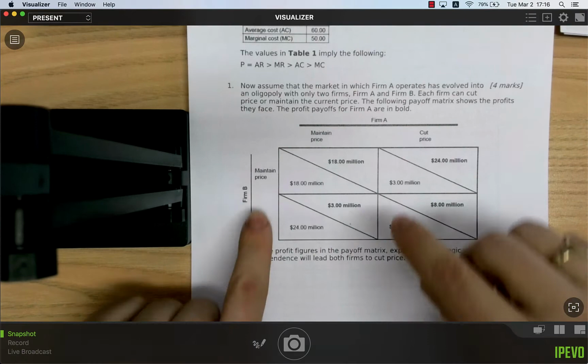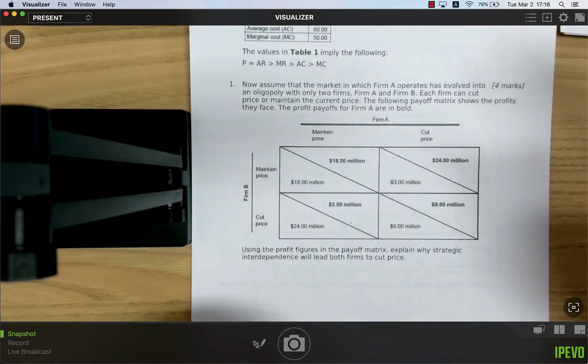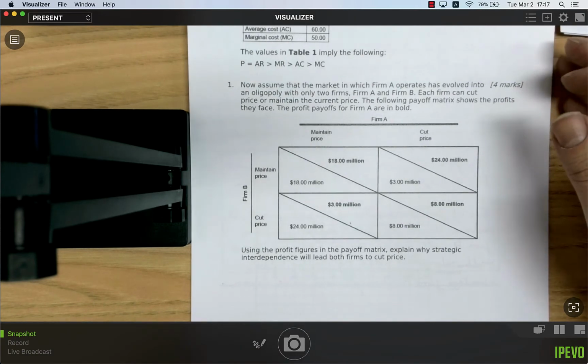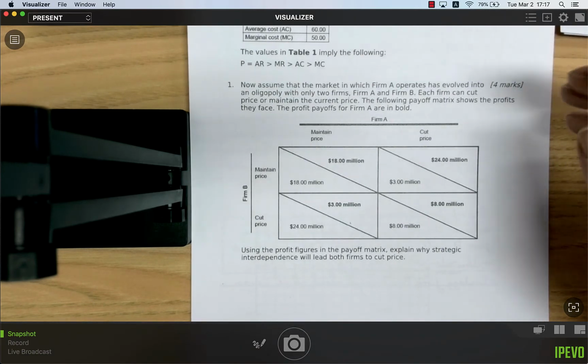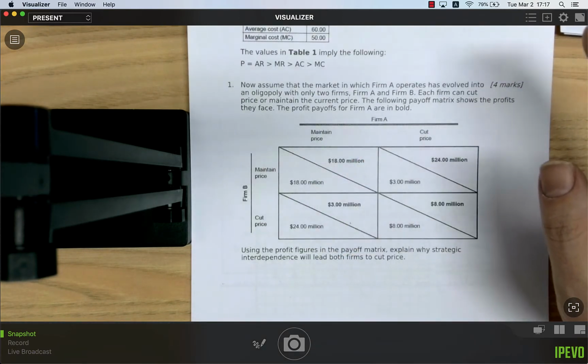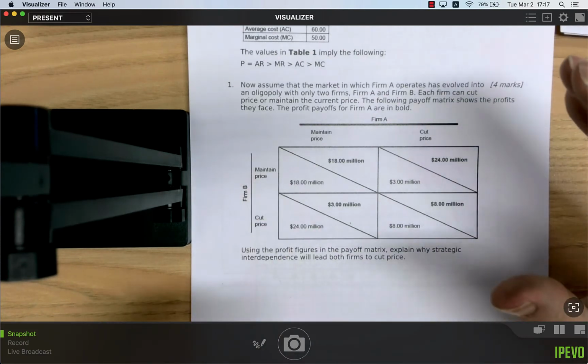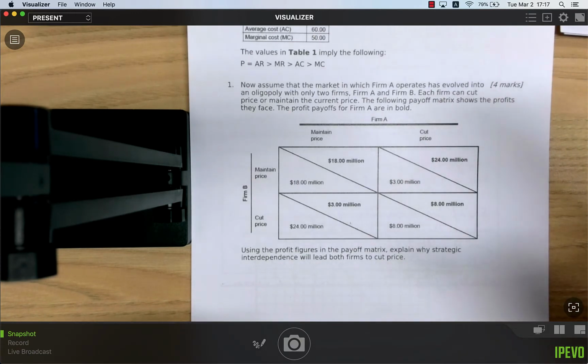Now, if they both maintain the price that they agreed, or at least tacitly agreed, not explicitly, implicitly agreed, they will both get 18 million. Now the thing is, if firms in oligopoly are interdependent, they maximize their profits by doing two things: being aware of the price that they charge, and also being aware of the actions of their rival, their strategies. I will say actions as well, but I will try to say strategies.